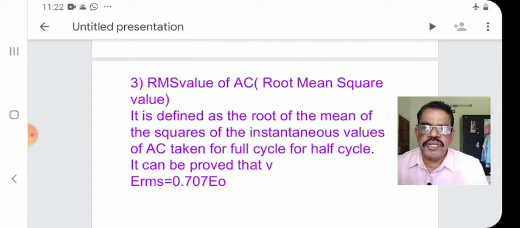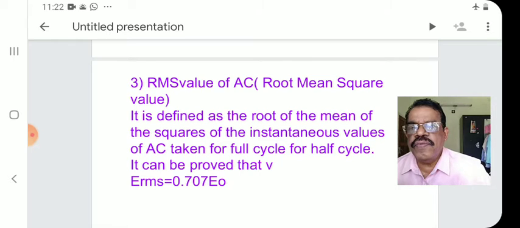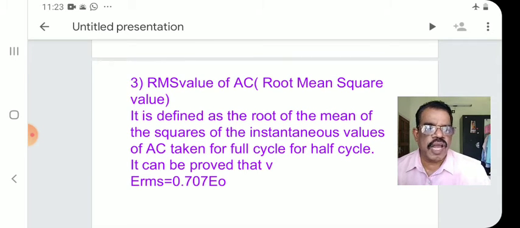And when an AC is mentioned, we always give the RMS value. If we say a 220 volt 50 Hz AC, the meaning is that 220 volt is the RMS value. Peak value and mean value will not be given in the problems. Always they give the RMS value without mentioning that it is RMS. When a problem gives a voltage, we have to take that value as the RMS value.